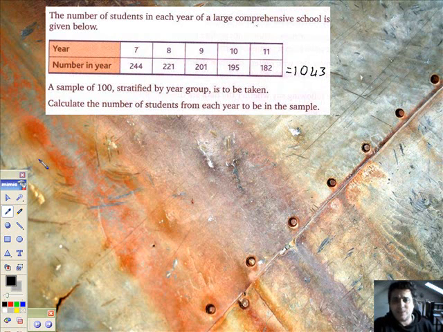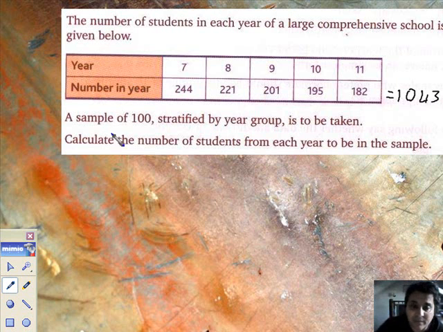So one could say 20 from each group. Of course, that's not good enough because we have different size year groups, and it would not be appropriate to take 20 from year 7 and 20 from year 11 because year 11s would be overrepresented and the year 7s would be underrepresented because there's far more of them. So we just do the same thing. So let's go with year 7 first.